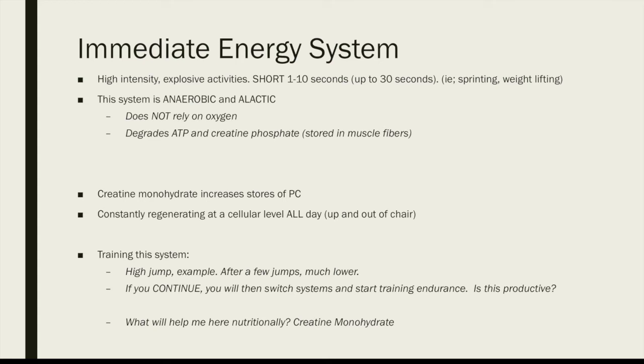It's not productive if you're trying to train your immediate energy system, or trying to train to high jump or something that involves using this immediate energy system for your main performance goal. This is why, and in a few more slides you'll see, we coaches prescribe certain lengths of breaks, in order to give your body time to regenerate the ATP and creatine phosphate at a cellular level that's needed to perform those exercises at 100%. So basically, we have breaks that we'll be taking to regenerate this, but also nutritionally, what will help me nutritionally in this immediate energy system?